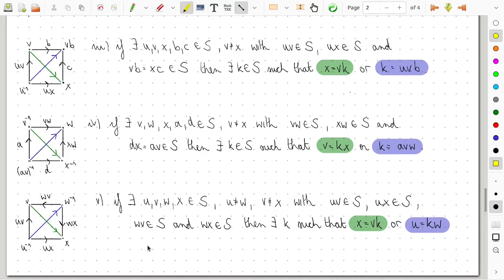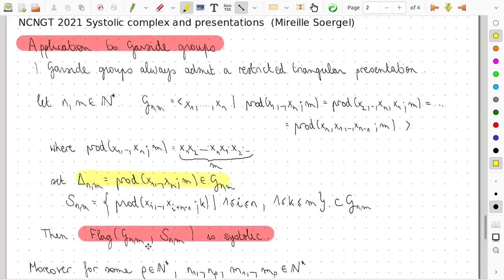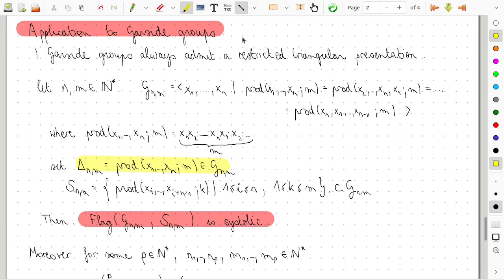Let me give you an application of this theorem. Our theorem only applies to restricted triangular presentations. So we need to find groups that admit such a presentation. One class of groups to do so are Gaussian groups. Here is one example of Gaussian groups where the induced restricted triangular presentation satisfies the condition of our theorem.